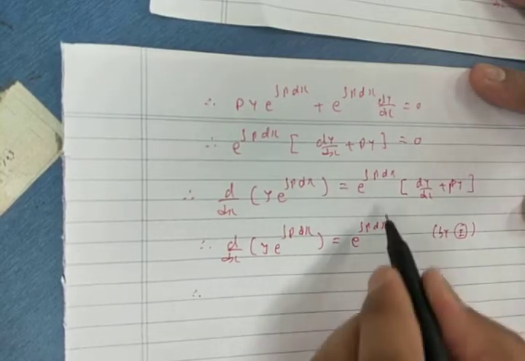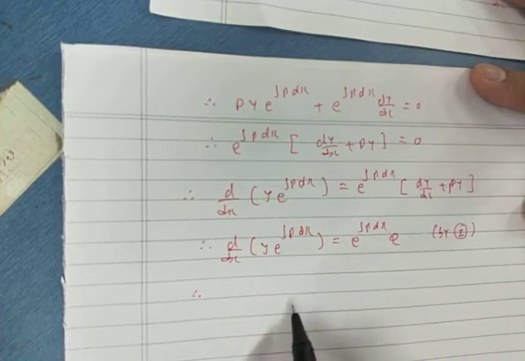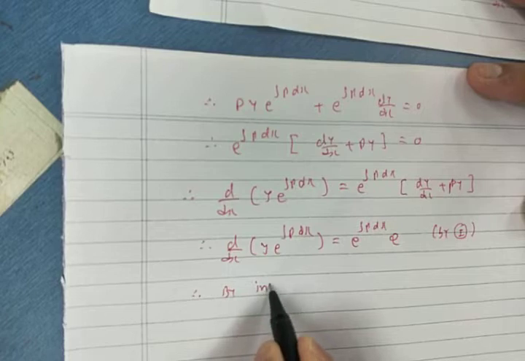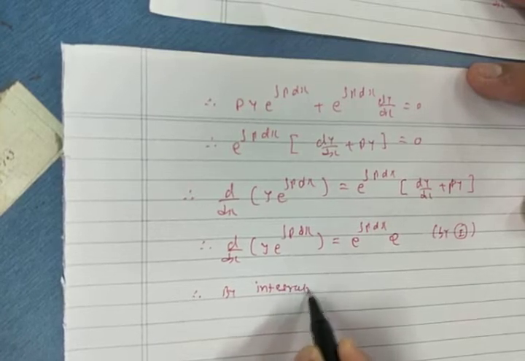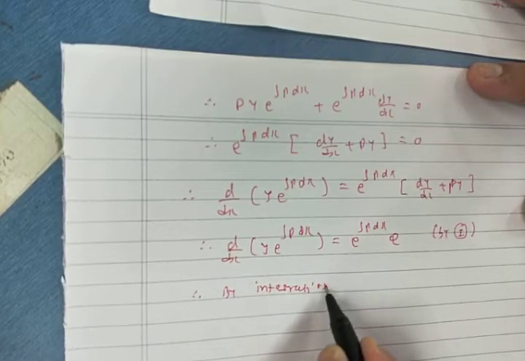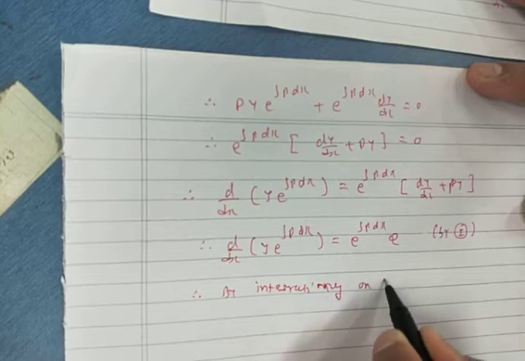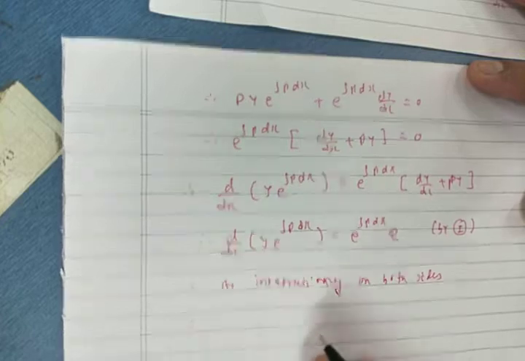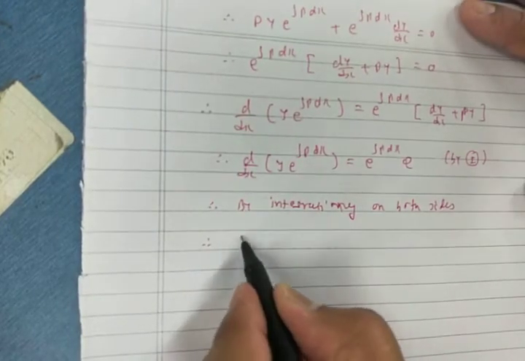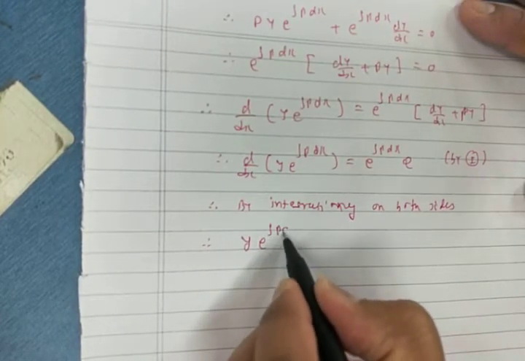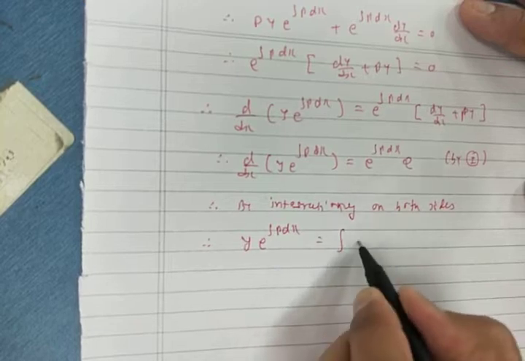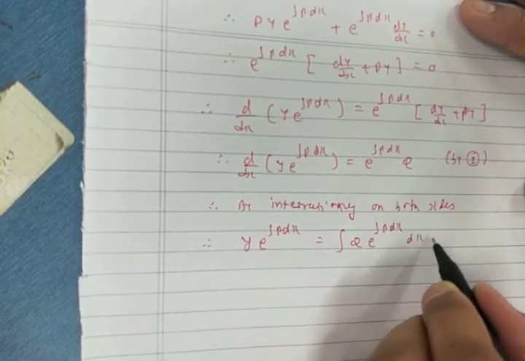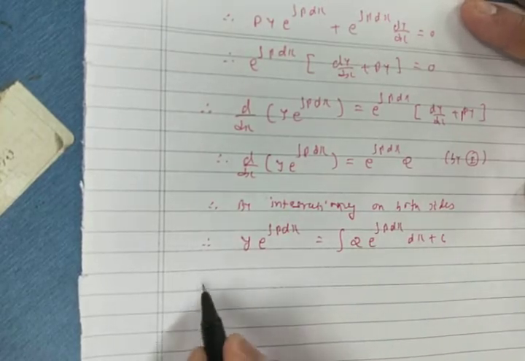Now, the right hand side is in terms of x only, so we can integrate it. Therefore, by integrating on both sides, what do we get? y times integral e raised to p dx is equal to integral q into integral e raised to p dx whole dx plus c.